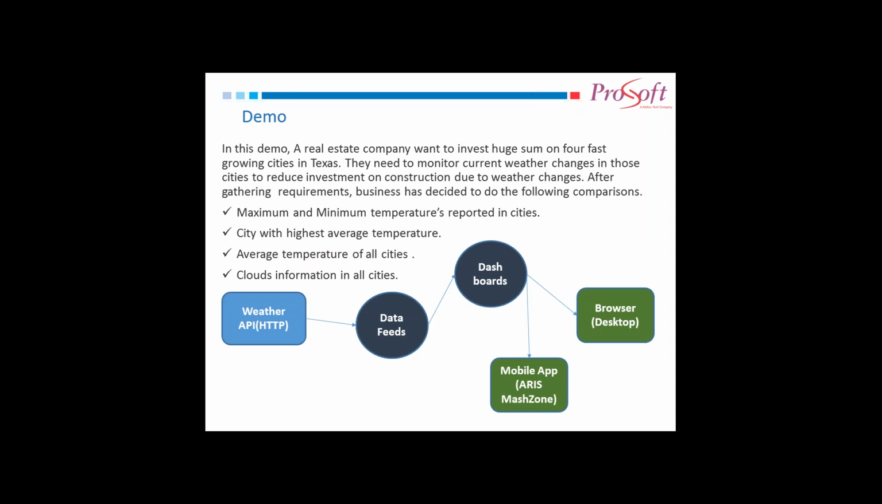So the implementation part we are doing here is, the data feed will interact with the weather API available on the internet to get the weather data, and these data feeds will finally be consumed by the dashboard to develop the mashups, and the developed mashups can be seen through browsers or mobile applications. We will go to the demo.